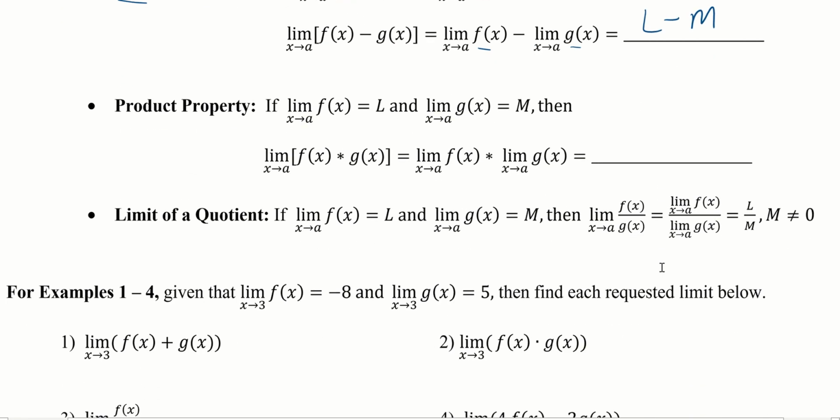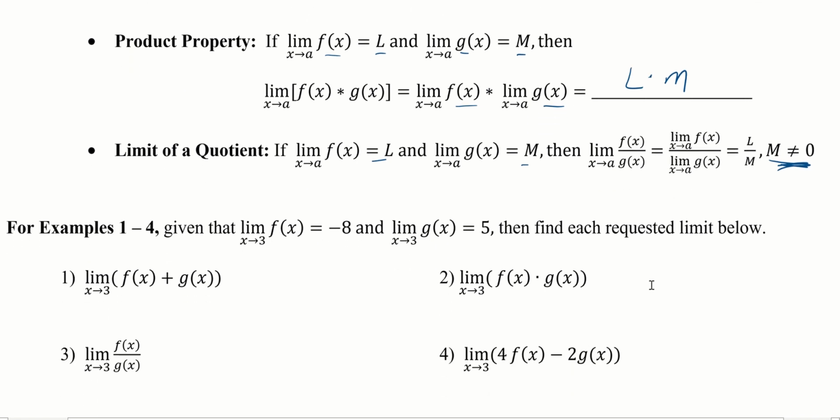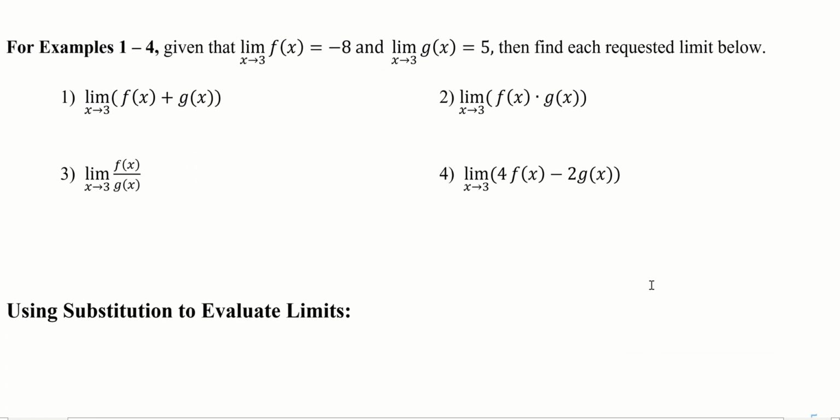The product, same idea with L and M. This time when we multiply the two, it's purely just L times M. Cool. And our last one is the quotient. It's written out for you here, but we still have L and M. So the quotient of these limits would be L over M, where we have to make sure M is not equal to 0, making that an undefined function. Cool.